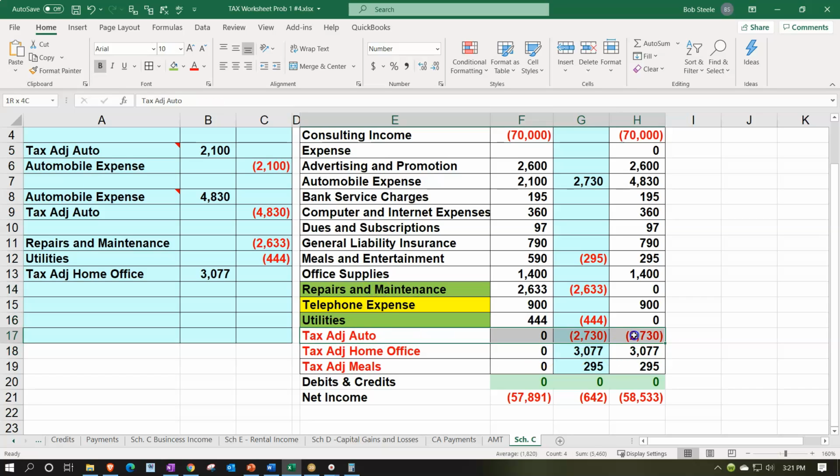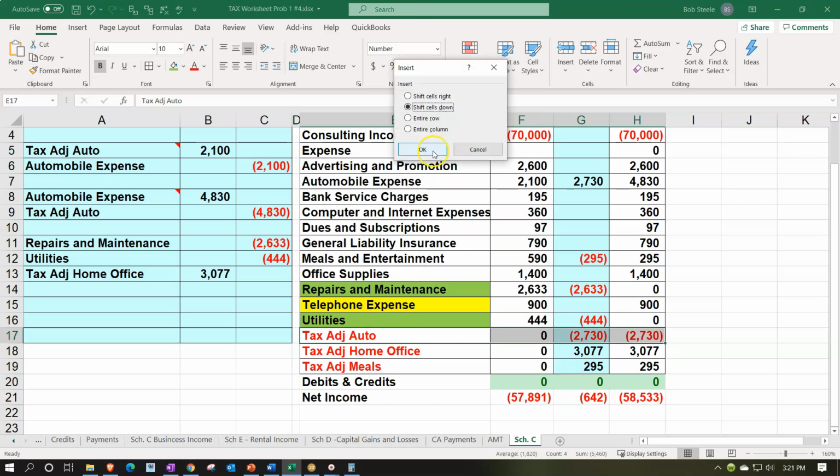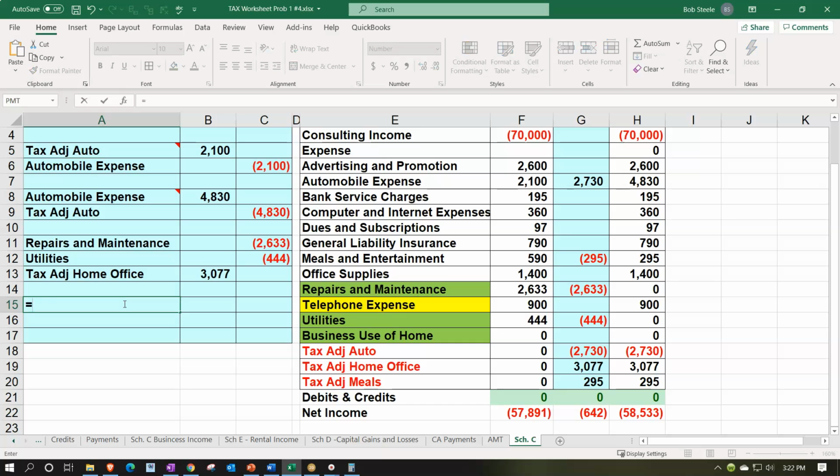So I'm going to go back on down here. I'm going to add another line item. I'm just going to insert and shift down. And so there we have it. And I'm just going to call this business use, let's say use of home, and 0 on this side. I'm going to copy the formula down on this side. And then I'm going to say this is equal to this number.